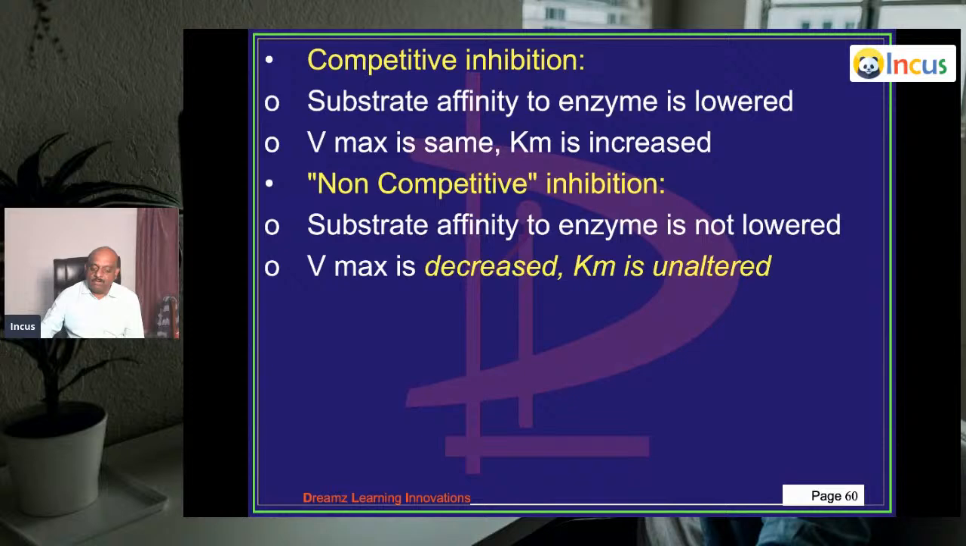So remember, competitive inhibitor, substrate affinity to the enzyme. हर एक substrate को enzyme के ऊपर, it will have an affinity, that affinity will be lowered by competitive inhibition. Vmax will remain same, but Km becomes increased in competitive.